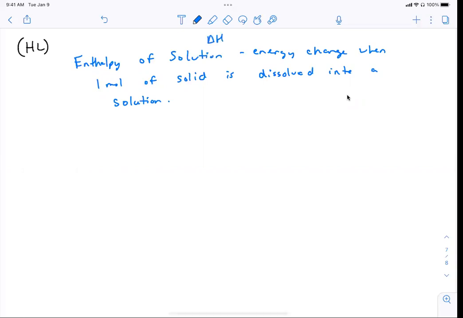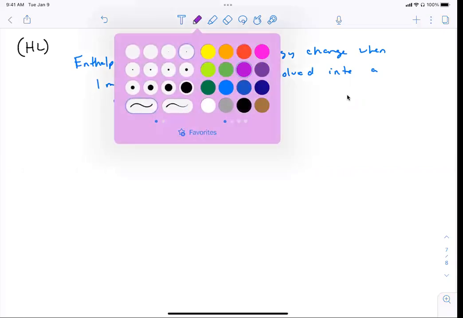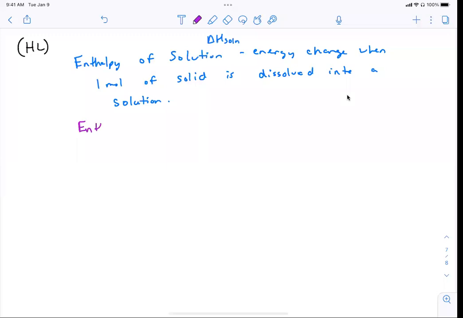This is delta H SOL, I think the IB writes it as solution abbreviated. And there's another one as well, which is enthalpy of hydration. Actually there's three now that I think about it. The energy change when gaseous ions become aqueous ions.